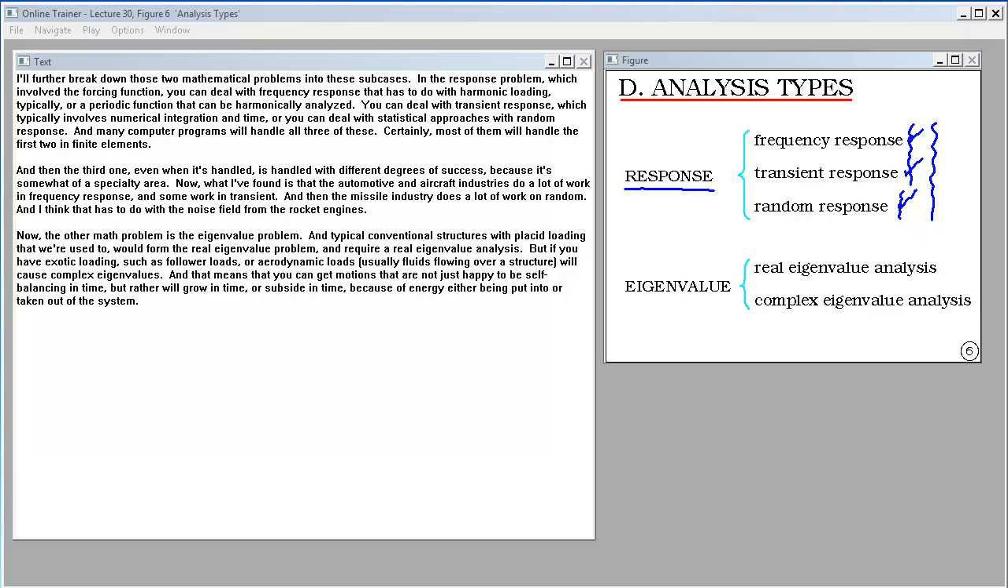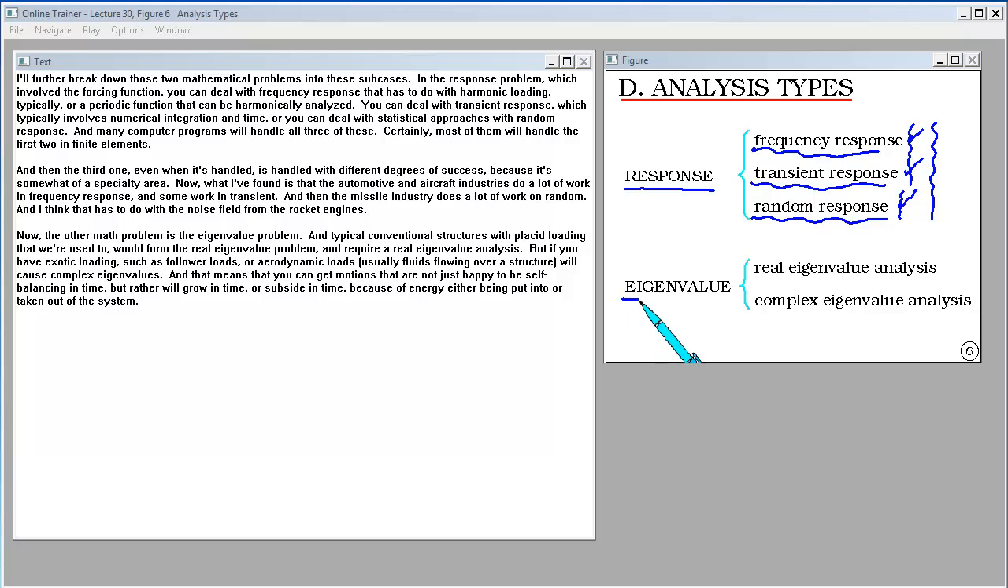Now what I found is that the automotive and aircraft industries do a lot of work in frequency response and some work in transient, and then the missile industry does a lot of work on random, and I think that has to do with the noise field from the rocket engines.